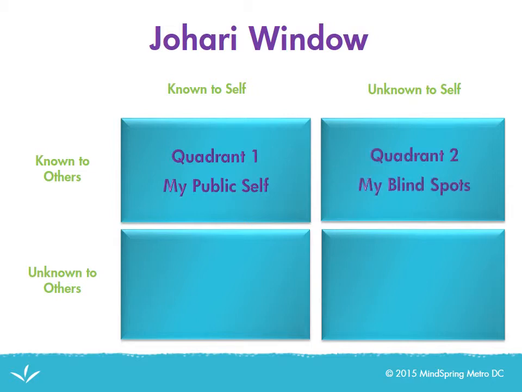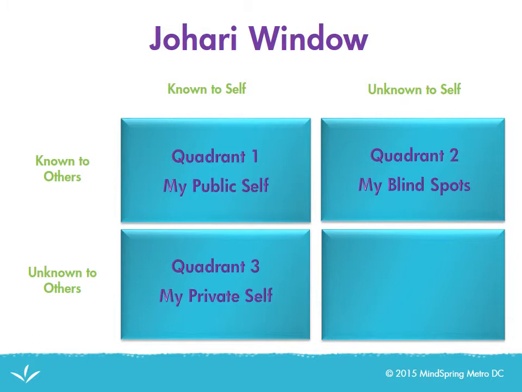In Quadrant 2 are your blind spots, which are parts of you that others see but you do not. For example, a person may consider themselves as intelligent, while others may view them as arrogant or socially awkward. Our blind spots remain blind for a number of reasons. Oftentimes, others are afraid to share what is considered negative feedback, or if they do, we are unable to accept it.